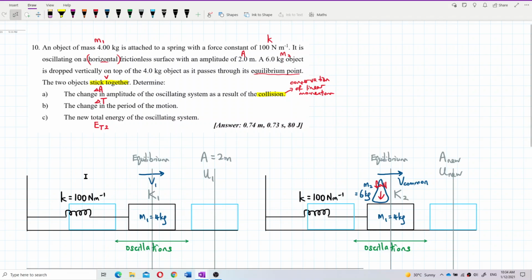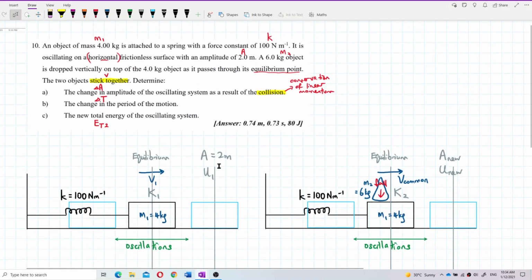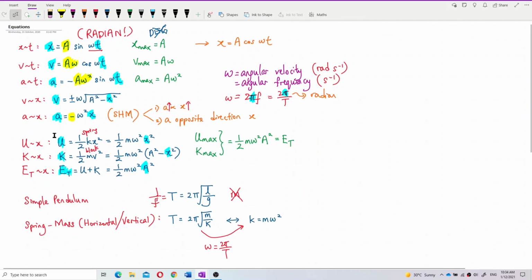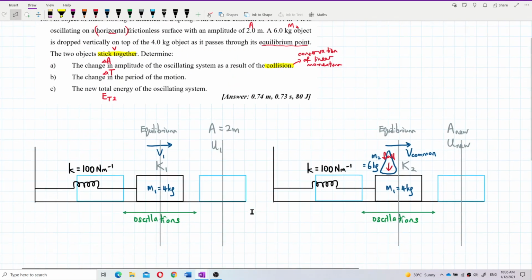Okay, so let's find out the total energy initially at this one. The formula for total energy is half m omega square A square, and m omega square is actually the k value. Okay, it's the k value. So let's write it down.